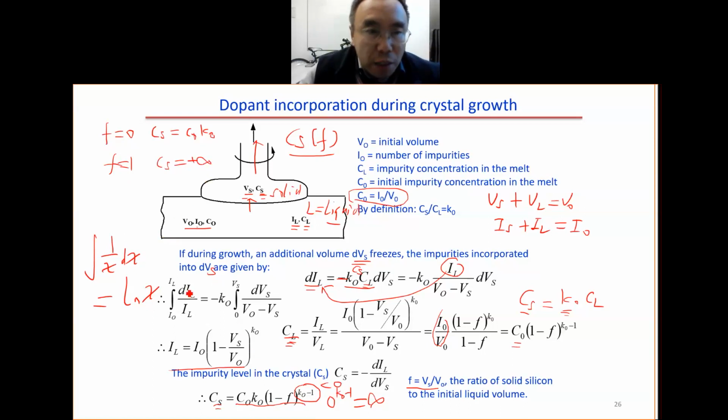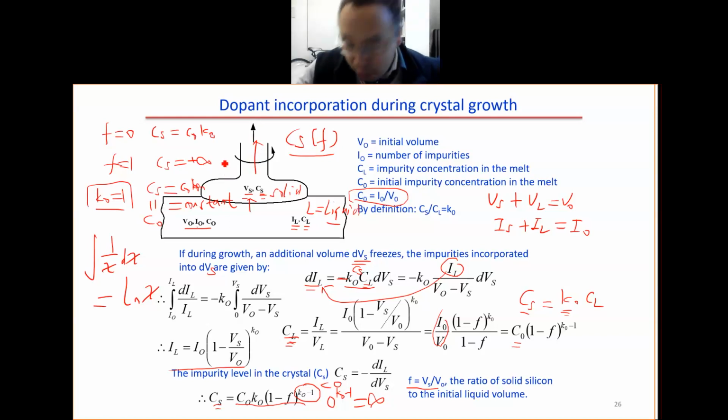So how about if K naught equals 1? If this equals 1, then this term is 0. So the CS is constant. Obviously, K naught equal to 1 means there is no preferential segregation. So the dopant in the solid is the same as the dopant in the liquid. Then along the volume, the Cs is a constant, equal to C naught. So Cs equals C0 throughout the cylinder. So this makes sense.